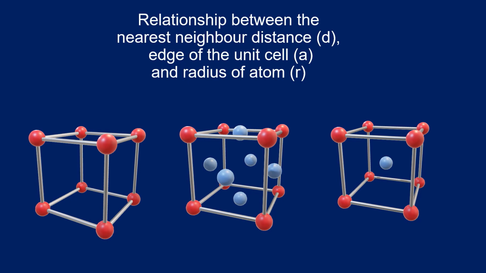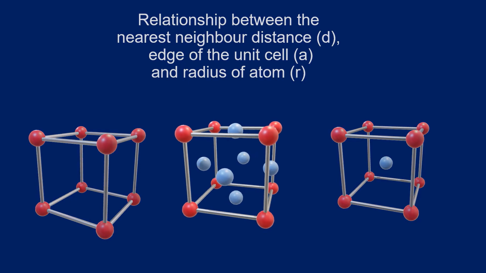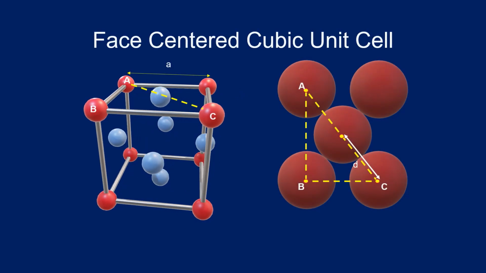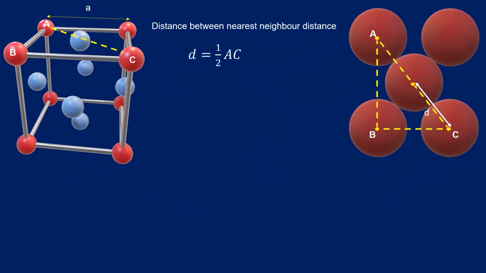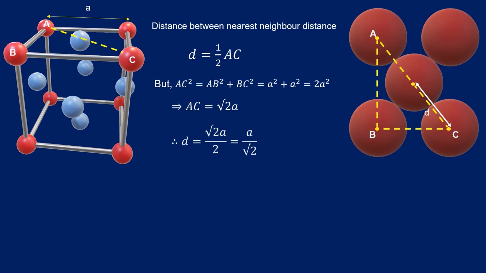For a face-centered cubic unit cell, the nearest neighbor distance d is equal to half of AC, but the length of AC, as seen earlier, is √2 a. Thus, d is equal to a/√2. Also, since the radius r is half of d, the radius r is equal to a/(2√2).